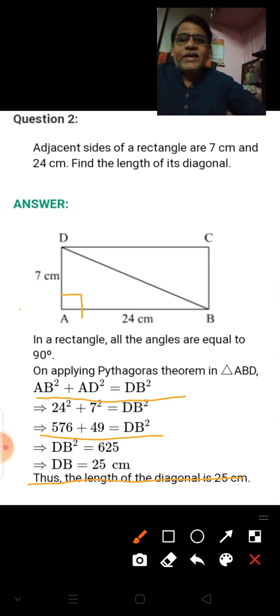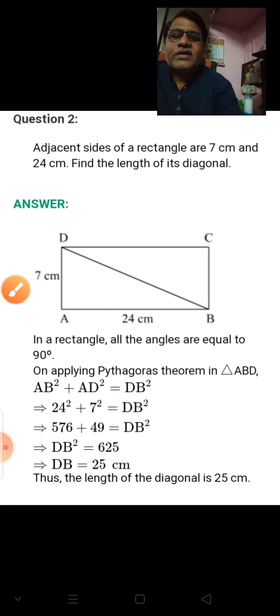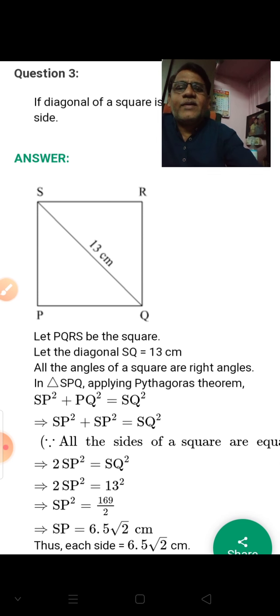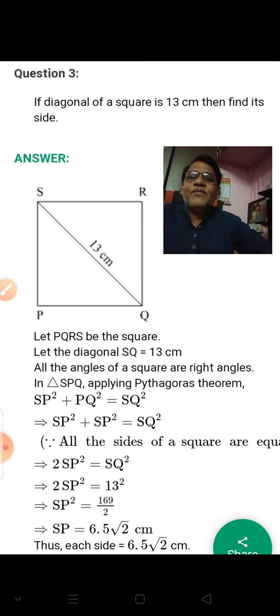Okay, this is an easy question. You already solved that question. I have only revised it now. Okay, now come to the next question, question number 3.